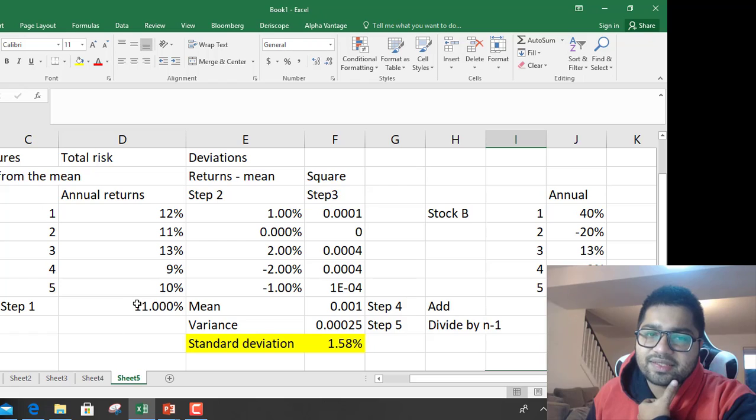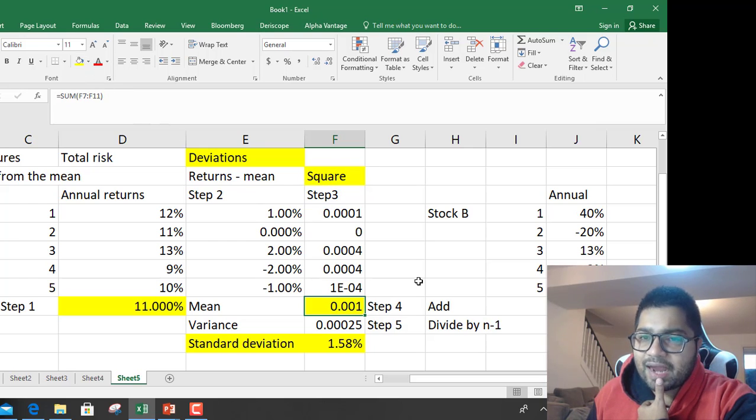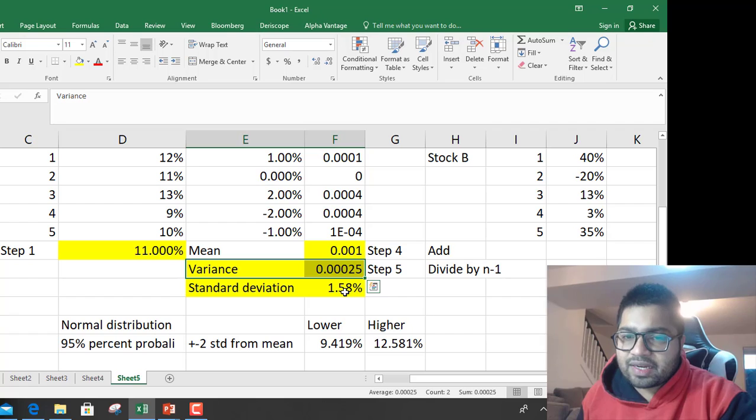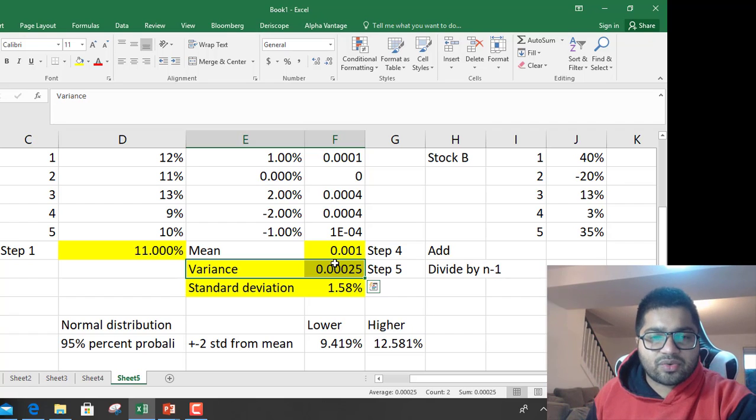So how to do it? Once again, step 1, calculate the mean. Step 2, calculate the deviations, the difference between returns and mean. Step 3, square them up. Step 4, add everything up. Step 5, divide it by n minus 1, and that is variance. Then take the square root of variance, that is standard deviation.